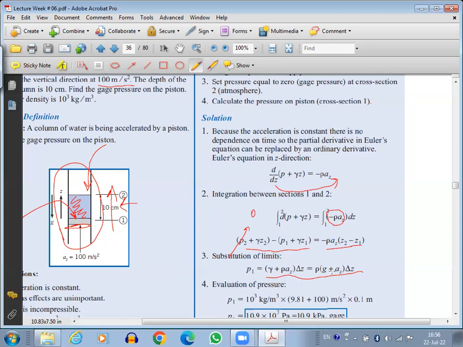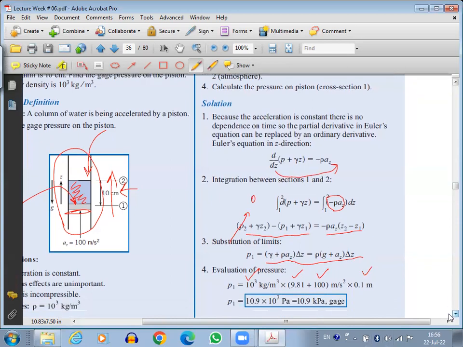Okay. So again, you know that gamma is rho g. So take rho also common. So it becomes rho (g plus az) into del z. Okay. You know the density. It's given in the question. G is 9.81. Acceleration 100. And del z here, it's 10 centimeter. So that's the depth. Just substitute the values. You're going to get the pressure here.